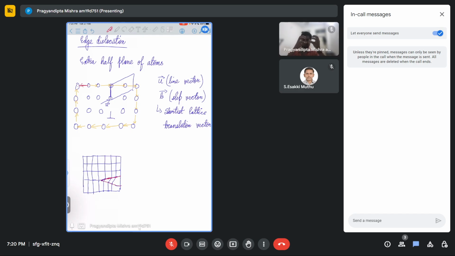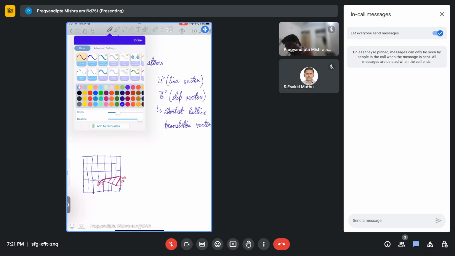You are just twisting the crystal, which will result in the formation of a screw dislocation, an extra plane which is outside because you have twisted it. You will see that your dislocation line would be in this direction and your Burgers vector would also be in this direction. So your dislocation line and Burgers vector are essentially parallel in screw.